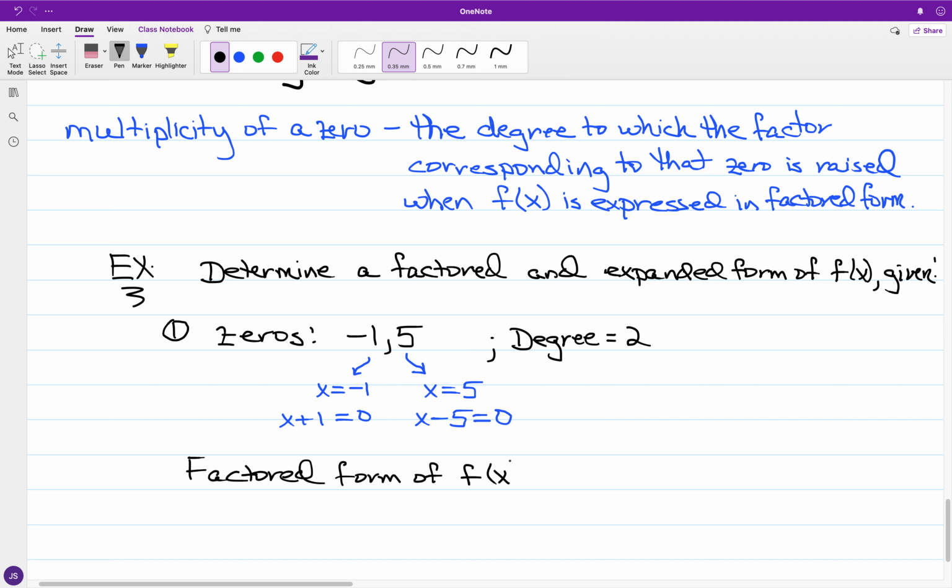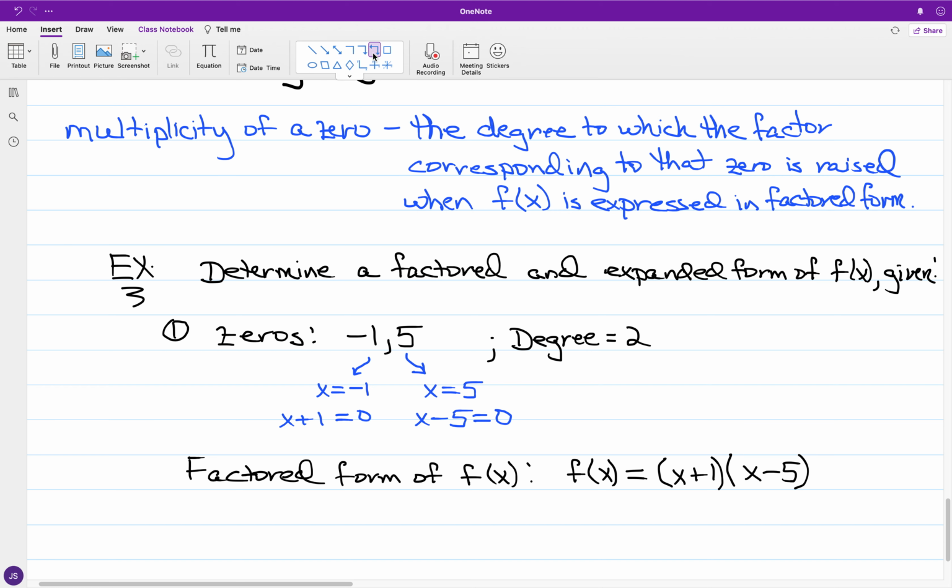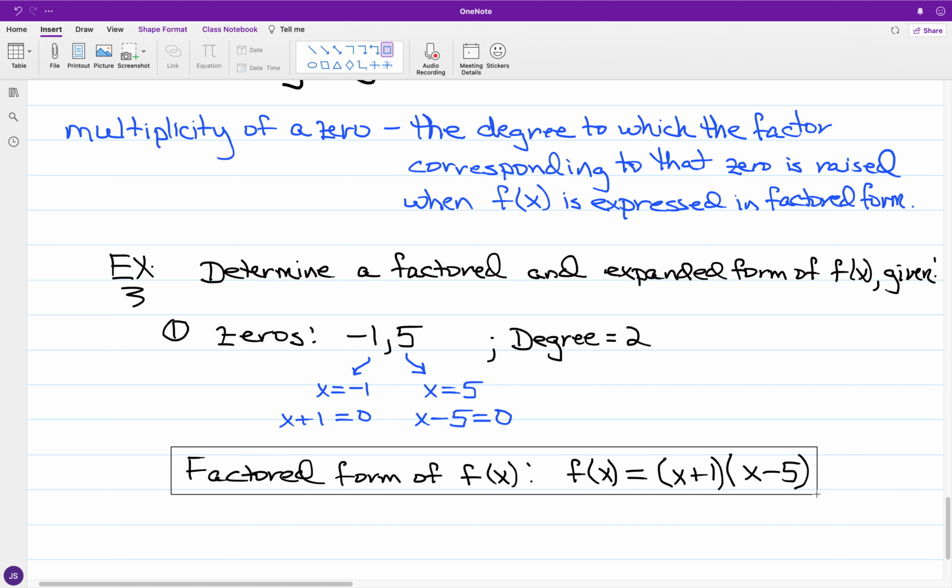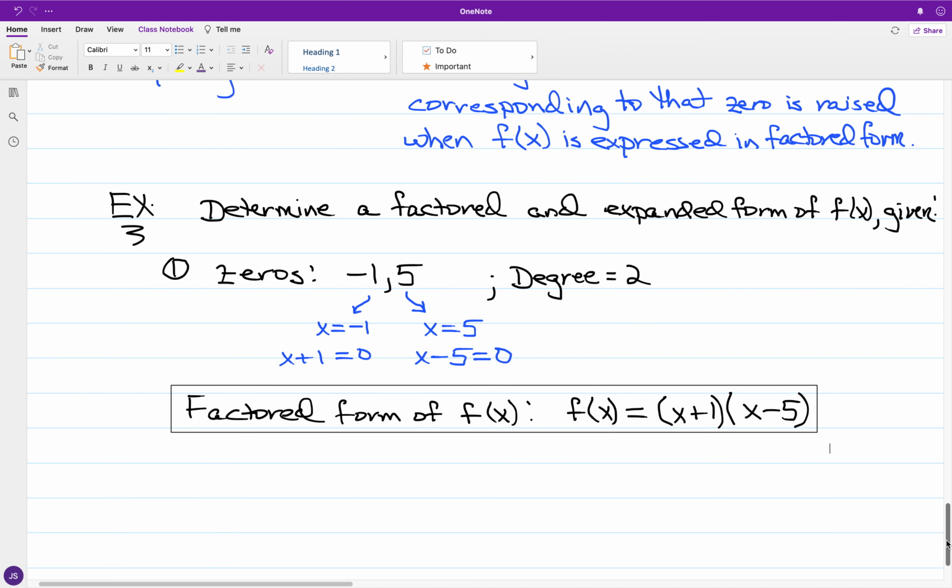so for the factored form of f of x, again we have f of x is equal to, and again for the factors we have x plus 1, and from 5, okay, we have x minus 5. Okay, so this will be a factored form of f of x. We have x plus 1 times x minus 5.